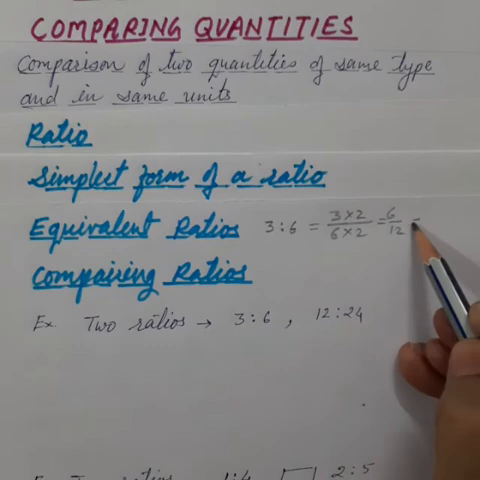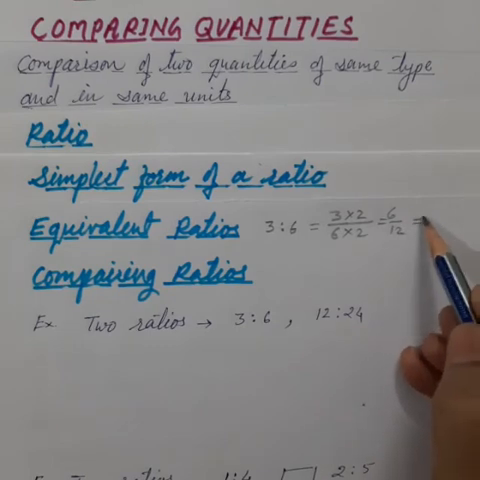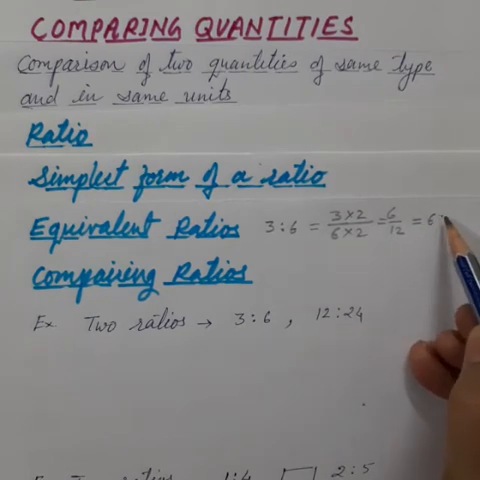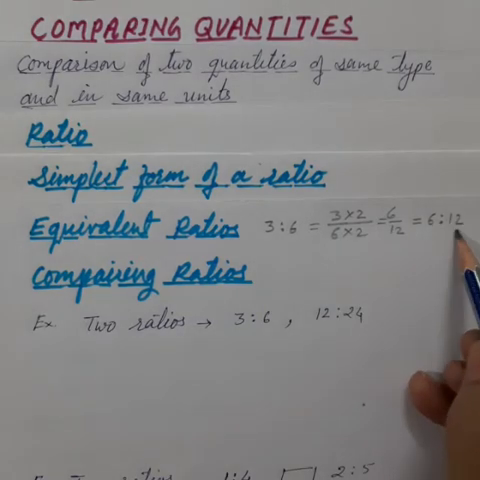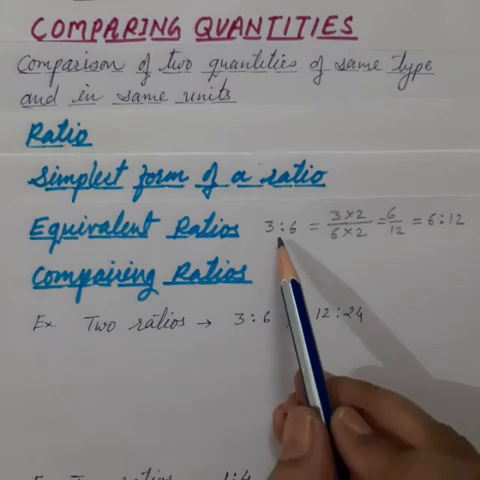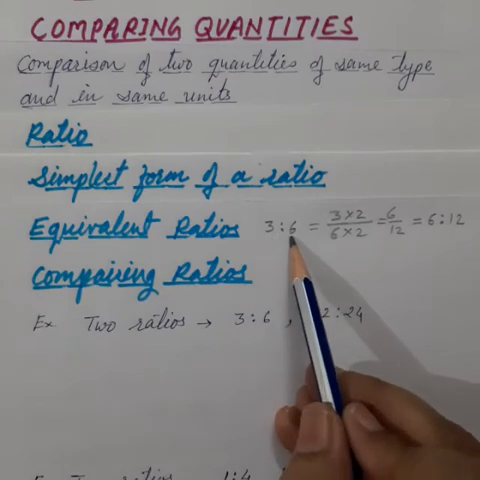Again this we have to write as a ratio. So the first term 6 is to the second term 12. So 6 is to 12 is an equivalent ratio of 3 is to 6.